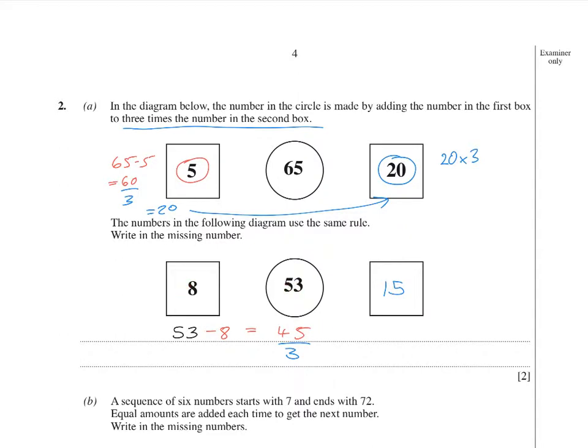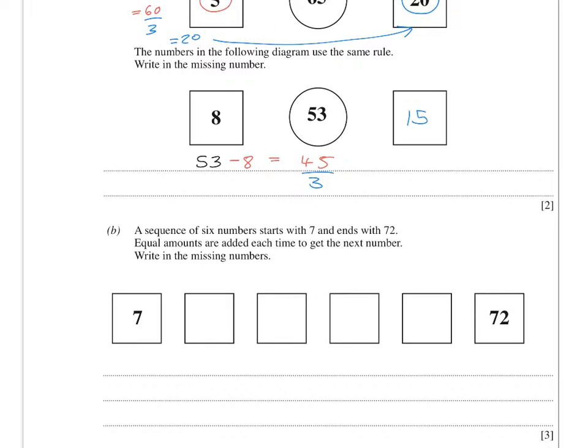The next question says, a sequence of 7 numbers ends with 72. Equal amounts are added. Now, this equal amounts bit is really, really important for letting me do what I'm going to do to solve this question. So, equal amounts are added each time. So, I've got 1, 2, 3, 4, 5 jumps. So, I need to work out the difference between the first and the last terms.